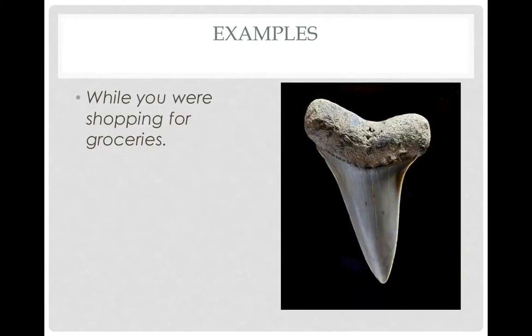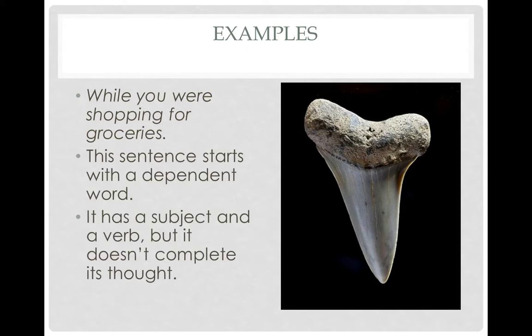Let's consider another example, another one that starts with a dependent word. While you were shopping for groceries. Now, once again, we have a sentence starting with a dependent word, this word while. Now, while acts fairly similarly to because in that it makes a promise to your reader that it's going to tell you what happened while something else was going on. So this sentence is saying, all right, I'm going to tell you what was happening while you were shopping for groceries. But it doesn't follow through on that promise.